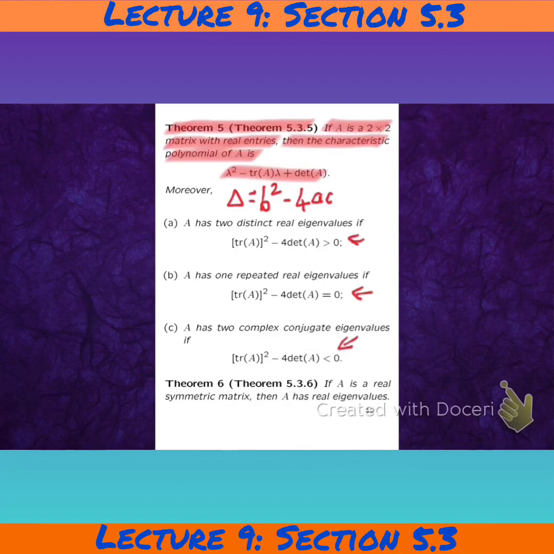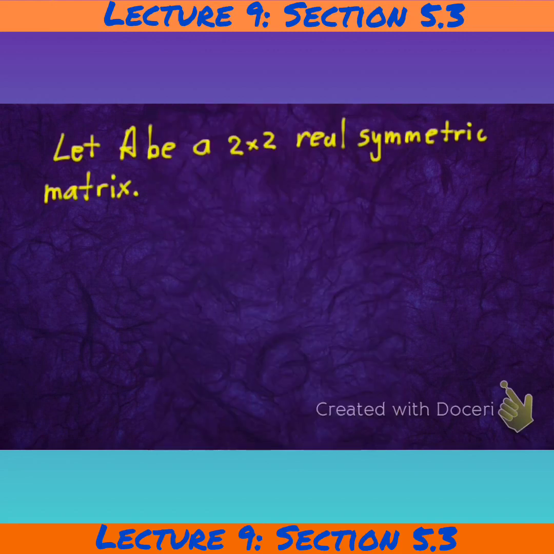Theorem 6: if A is a real symmetric matrix, then this symmetric matrix has an interesting property. It's always going to have real eigenvalues. So if we let A be a 2 by 2 real symmetric matrix, let's assume that it has a complex eigenvalue.